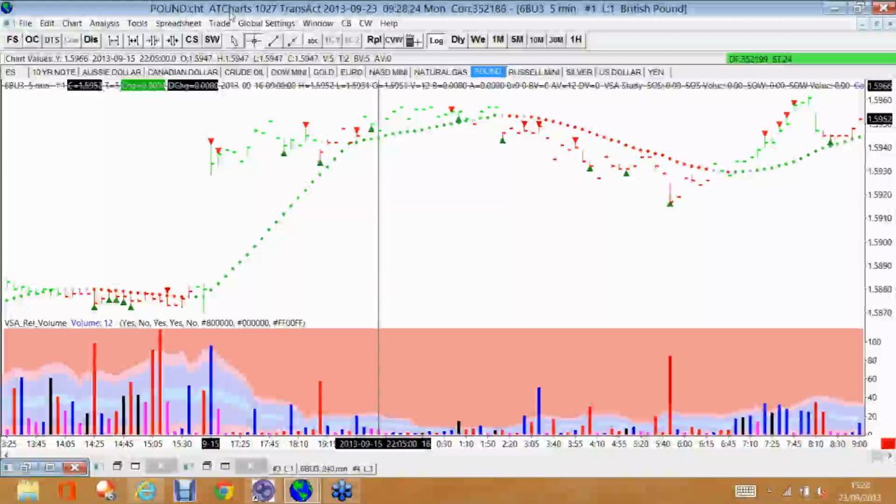Now, this one is slightly more interesting, and let me show you why. I'm paying attention to this wide spread down bar, and then this upthrust, and then you've got a no demand bar. Now, the first thing is, are we in a downtrend here? Yes, we are. Clearly, from this top here to this top here, we're in a downtrend. There's no doubt about that.